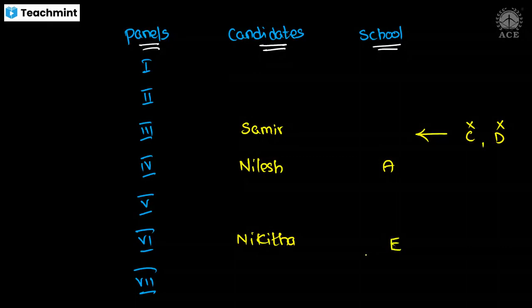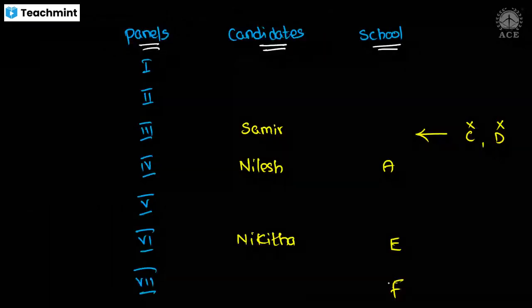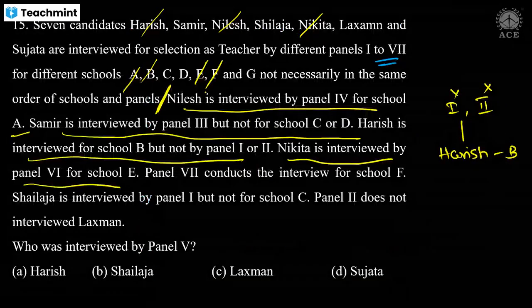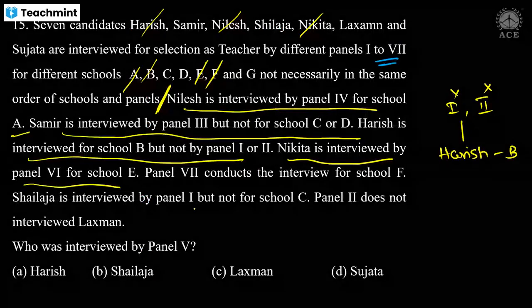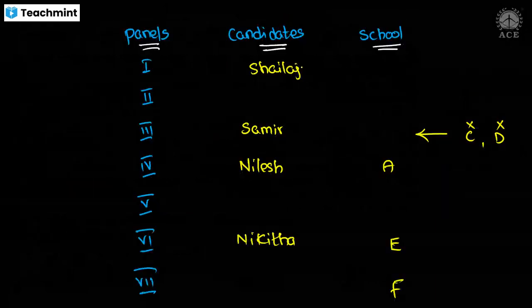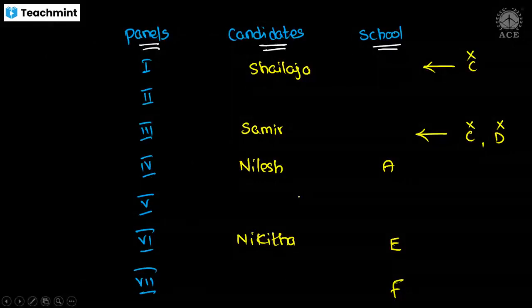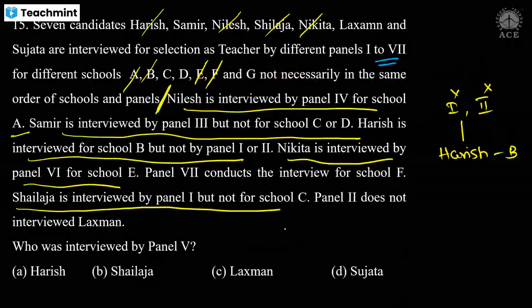Good. Next one. Panel 7 conducts the interview for school F. F is assigned to panel 7. Okay. Shailaja is interviewed by panel 1, but not for school C. We'll mention that: Shailaja panel 1, but not school C. Okay, right. Harish for school B is also there. That we have to mark. Next, panel 2 does not interview Lakshman.